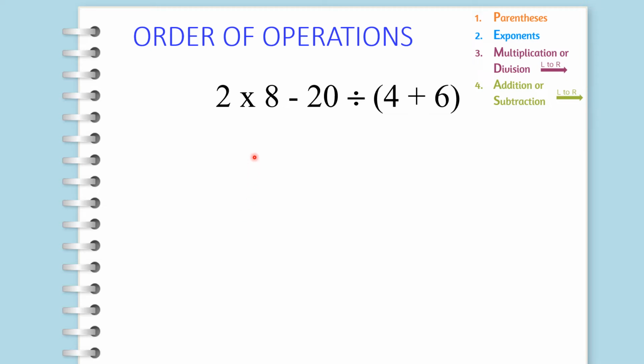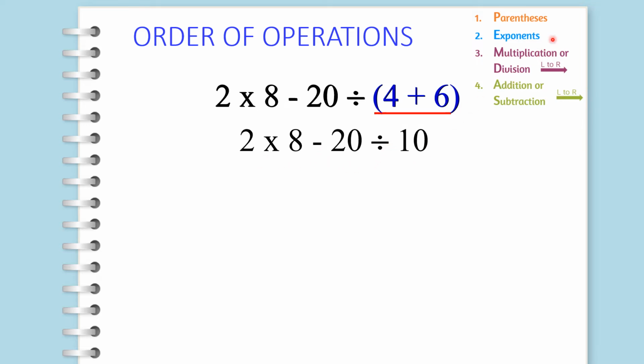So also in the following example, the same rules. We have multiplication, subtraction, division, parentheses. Inside the parentheses, we have addition. So number one is the parentheses. We solve parentheses first. So 4 plus 6 is equal to 10. Then, according to our answers, the operations are multiplication, subtraction, and division.